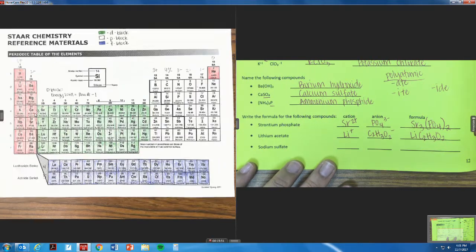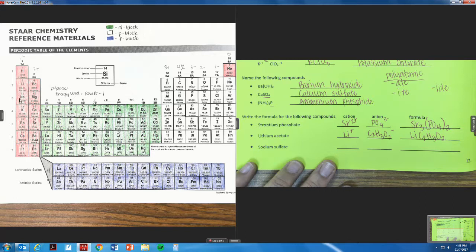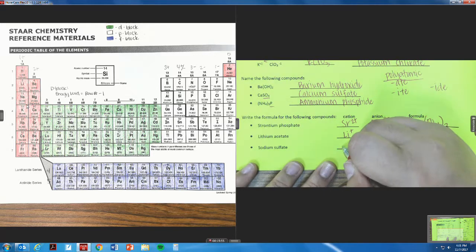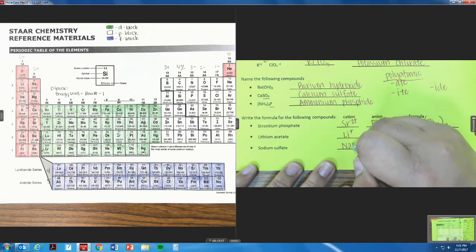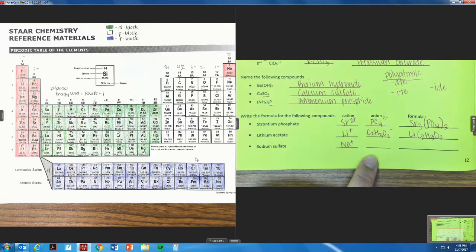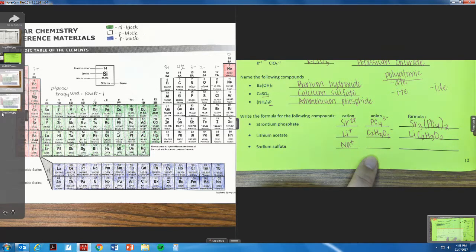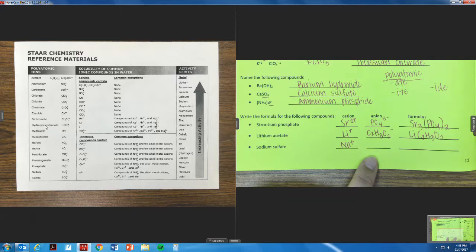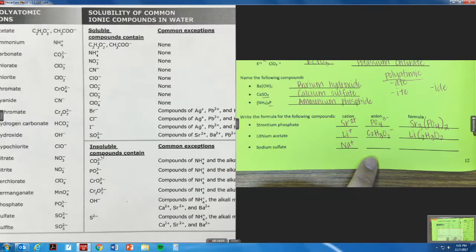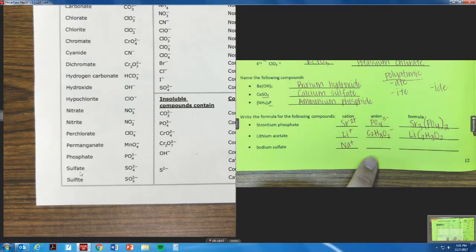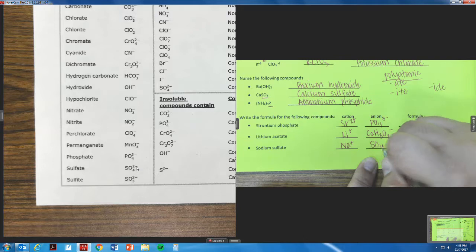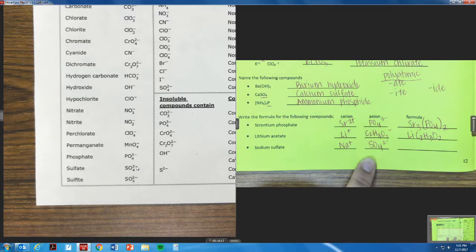Okay, and then your last example, we have sodium sulfate. So sodium on our periodic table, we have another group 1 element. So sodium is Na+. And my anion is going to be sulfate. On the back of our periodic table, sulfate is right here. So that's going to be SO4 with a -2 charge.